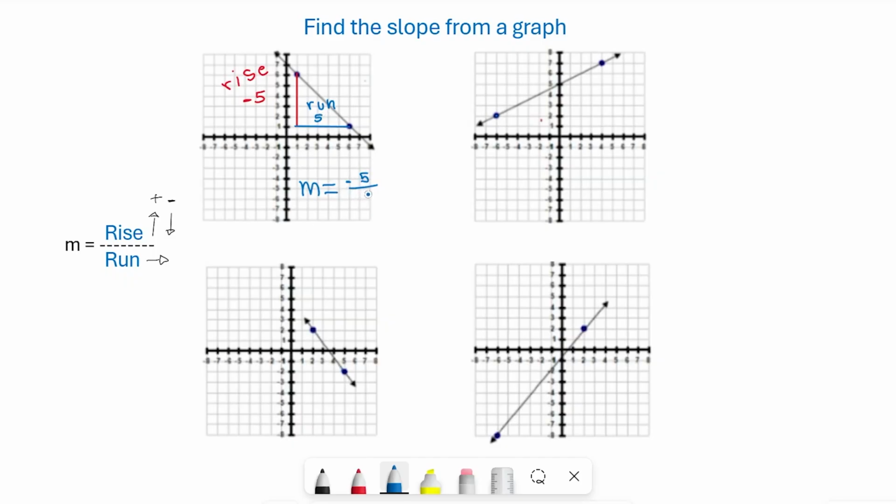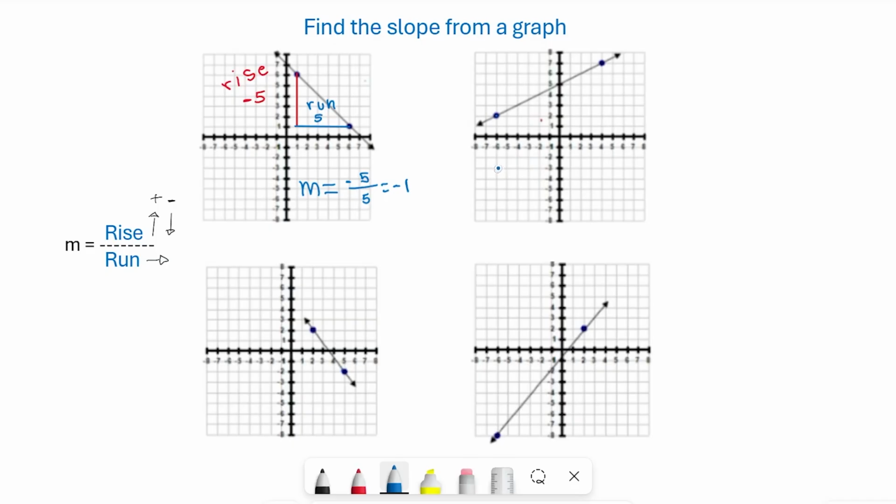And as you can see, we have -5 divided by 5. That should be -1. Whenever you can divide or reduce, then that's what you should do. In this case, we're dividing, so the answer should be -1. Okay, so let's do the next one.